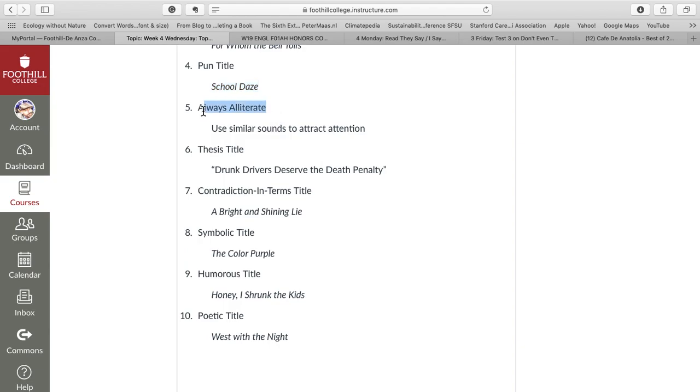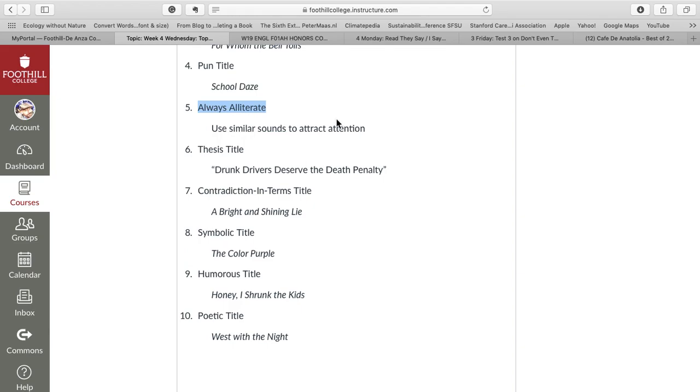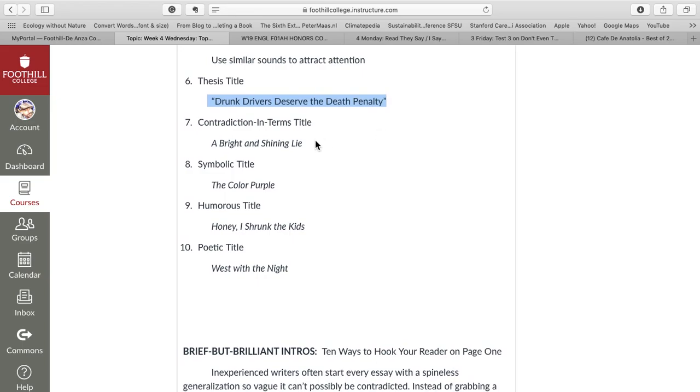Alliteration, I guess you know I like this because this is a top 10 tips for terrific titles. Alliteration is just a fancy way of saying that you use the same consonant sound over and over again, like T, T, T, or A, A. Always alliterate. Especially if you have a catchy thesis, a thesis that's unusual, you can put it right there in the title. I don't actually believe this, but imagine writing a paper called Drunk Drivers Deserve the Death Penalty. Oh, it's got alliteration in it too.